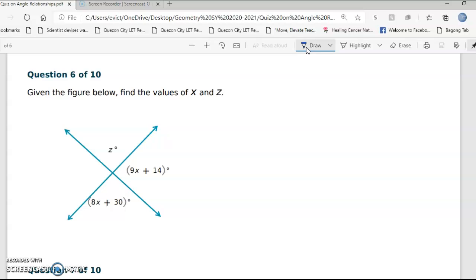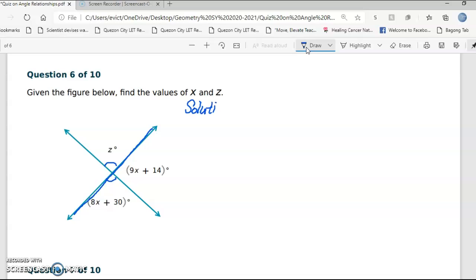We know that 8x plus 30, so this angle, class, is congruent to this angle. What is the relationship? Vertical. We know that vertical angles are congruent angles. But if we use that, 8x plus 30 is equal to z, are we going to get something? No. But look at this side, class. We know that when we add 9x plus 14 degrees and 8x plus 30 degrees, this will be equal to 180 degrees. Okay?